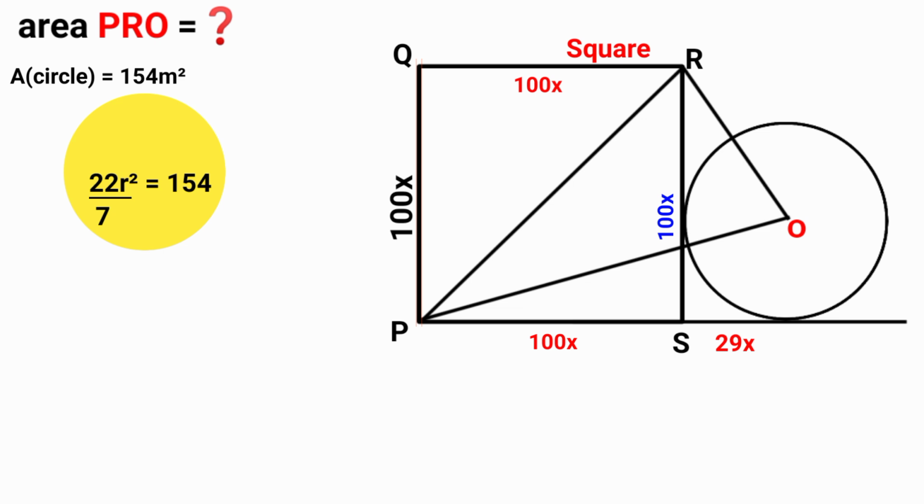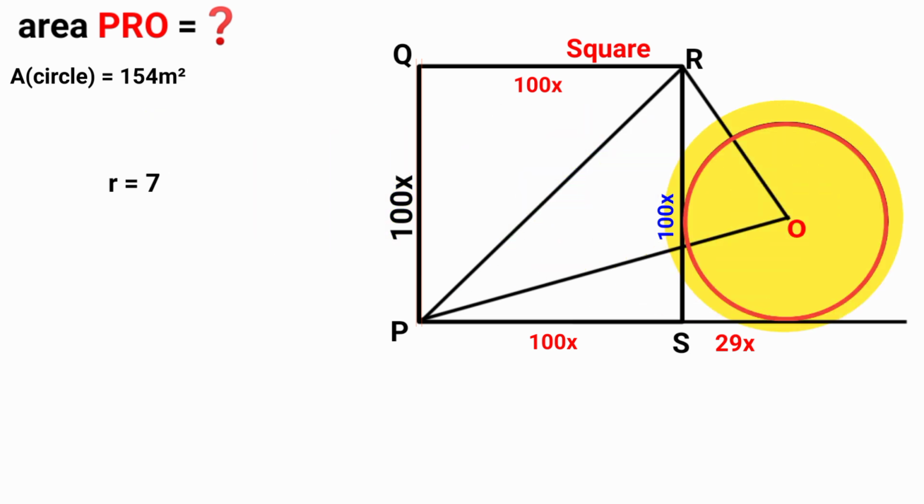Multiply both sides by 7. Here 7 cancels 7. Divide both sides by 22. Here 22 cancels 22. Well, here this 154 divided by this 22 is 7. 7 times 7 is 49. So r squared equal to 49. Take the square root of both sides. Here square root of r squared is r, while here square root of 49 is 7. So r equal to 7. That is, the radius of this circle is 7 meters.